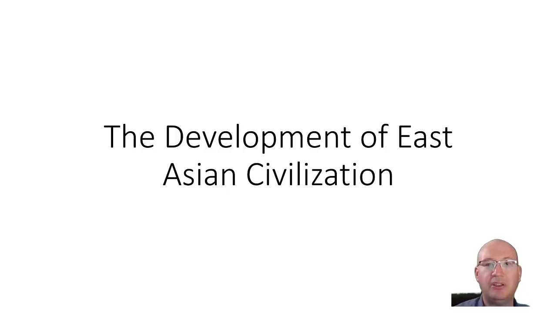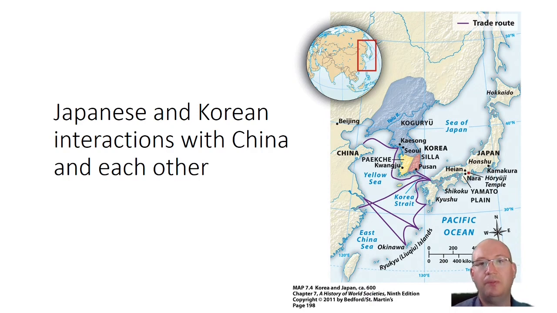In this lecture, we'll be looking at the development of East Asian civilization. So, in this section so far, we've been really looking at China, but it's important to understand that China is part of a region that we often call East Asia, which basically primarily consists of China, Japan, and Korea. And eventually, these three countries would interact with each other.